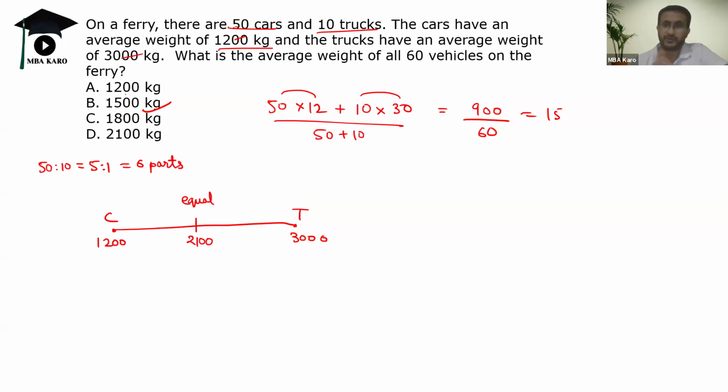Okay. If you include more cars, think logically, not mathematically. If you have more cars, what will happen? Suppose, let's start with simple numbers. Don't take 1200 and 3000. Let us take 12 and 30. If you have two values, the average is 21. If you have two cars and one truck, so 24 plus 30, 54, you are getting 18. If you have even more cars.